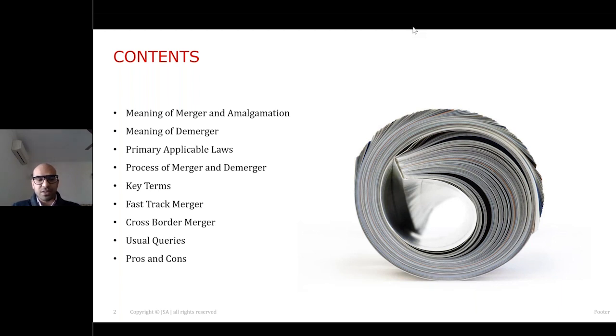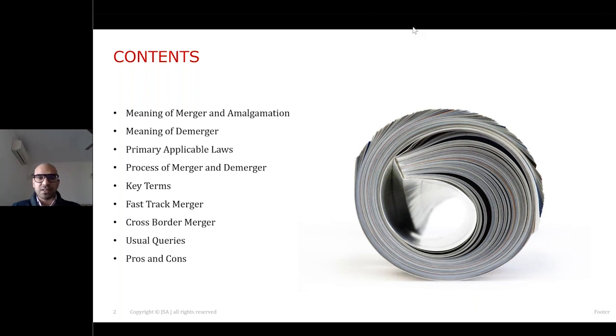Then we'll look at what are the various primary laws that are applicable in India with respect to doing any merger or demerger. Then we will broadly see what is the process that is to be followed for undertaking a merger and demerger pursuant to the Companies Act.